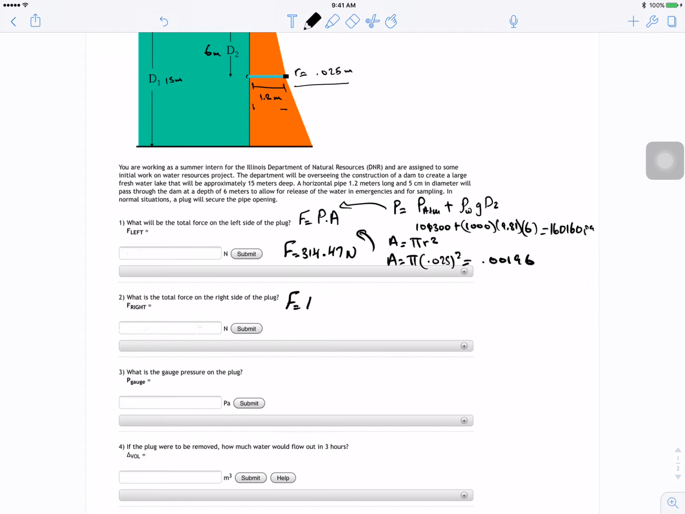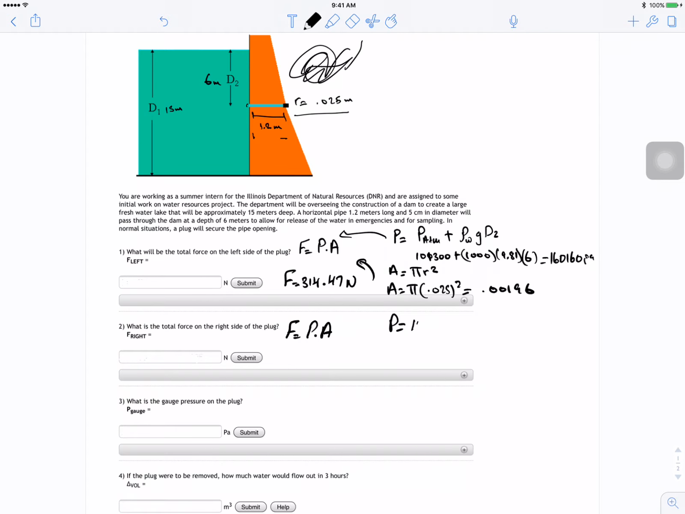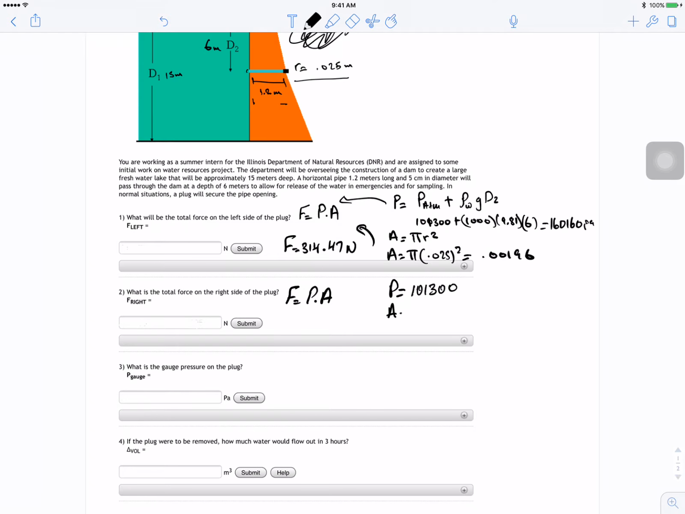And then what's the total force on the right side of the plug? So the same thing, force is equal to pressure times area. So pressure will be equal to, on this side in here, there's no water, and we know that there is atmospheric pressure. So it's 101,300, and there's no water on here. So we're going to neglect those, okay? And then the area is the same thing, 0.00196. So the force will be equal to 198.8 Newton. Let me make sure of this number. 101,300 times 0.00196. Yep, we get the same number.